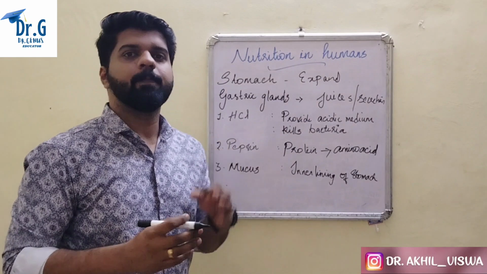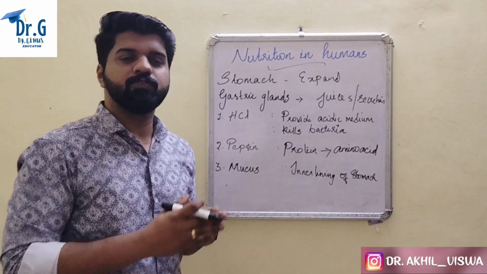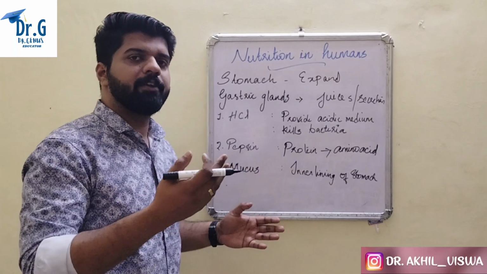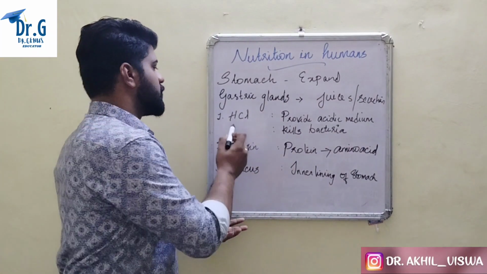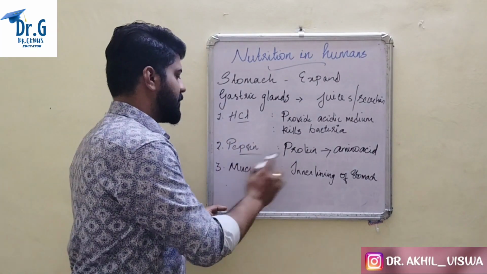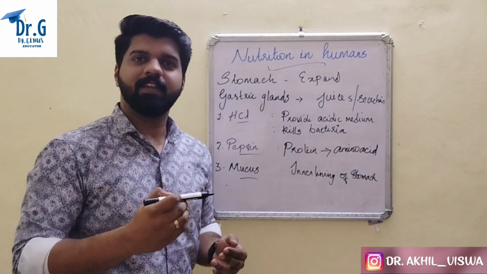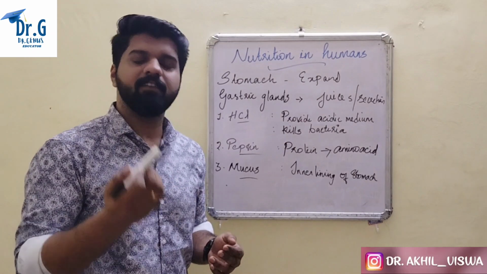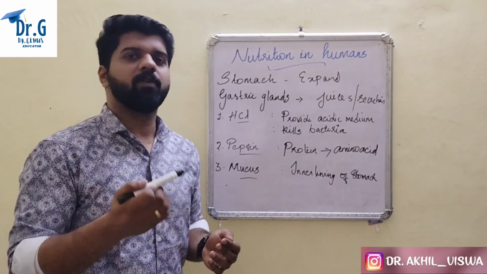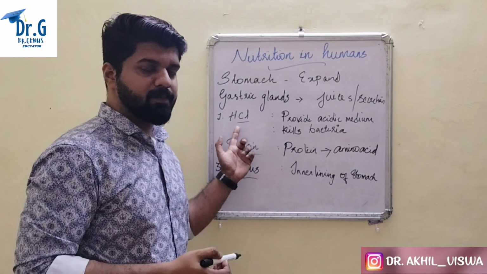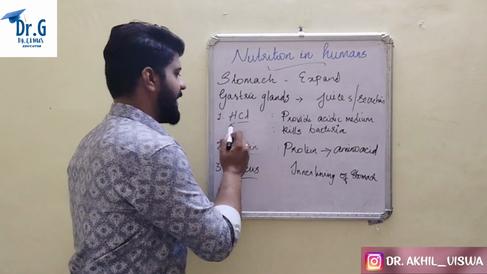There are three different types of gastric juices produced by the gastric glands. Let's see what the different types of gastric juices are. The first one is called HCl, the second one is called pepsin, and the third one is called mucus. Let's see what the function of HCl, pepsin, and mucus is. The first gastric juice produced from the gastric gland is HCl.